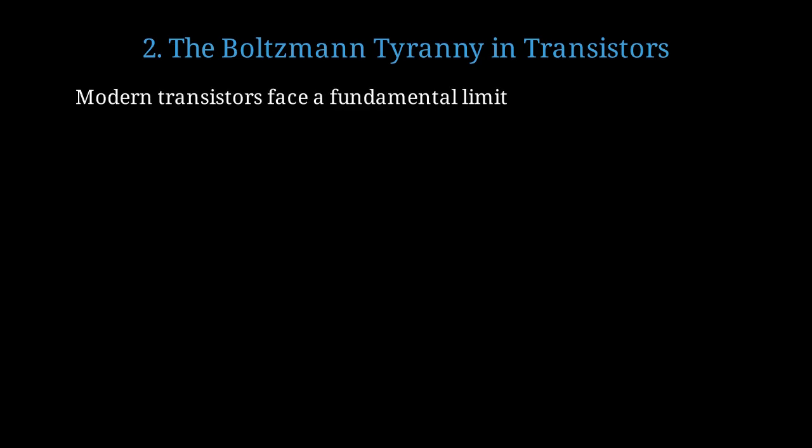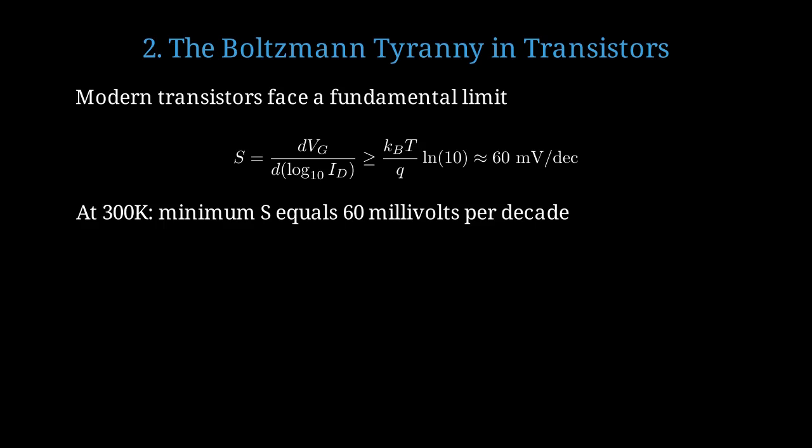Now let's understand why we need negative capacitance by examining the Boltzmann tyranny. Modern transistors face a fundamental physical limit in how efficiently they can switch on and off. The subthreshold swing S equals dV gate divided by d log 10 of drain current, and it must be at least kBT over Q times natural log of 10, which is approximately 60 millivolts per decade at room temperature. At room temperature of 300 Kelvin, the minimum subthreshold swing is 60 millivolts per decade, set by thermal energy.